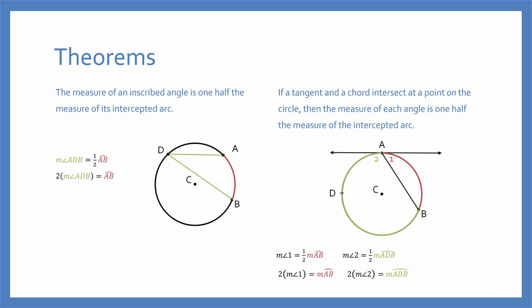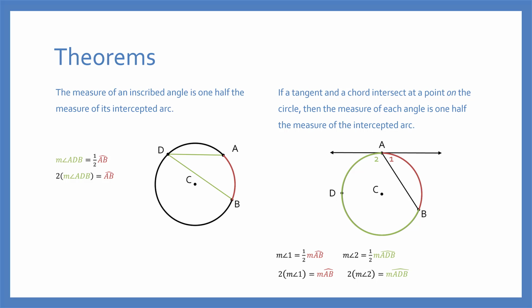And there are some theorems that go with this. They're very much related, but technically they're two separate ones. The measure of an inscribed angle is 1/2 the measure of its intercepted arc. So the angle in green is half the measure of the arc in red. And the same is true if you are using a tangent and a chord. So the red angle 1 is half the measure of the arc in red. And the green angle 2 on the left of that diagram is half the measure of that entire green arc.